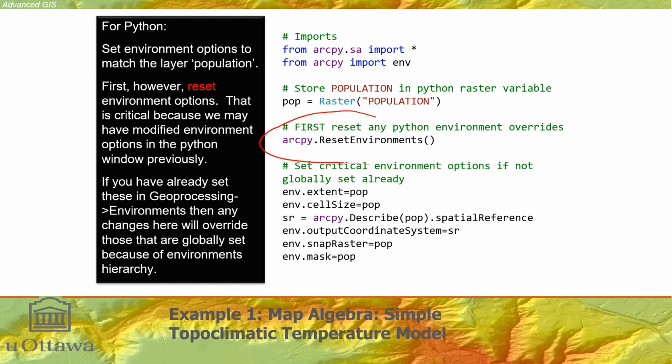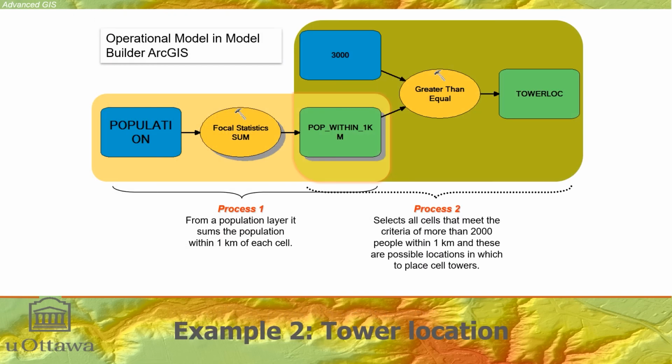But this is important to make sure we get the application level environment passed down as it was previously. So in terms of the cartographic model, it would look like this. Population, focal statistics sum, pop within 1 kilometer, and then a greater than 3,000, and tower location. Tower lock is the output.